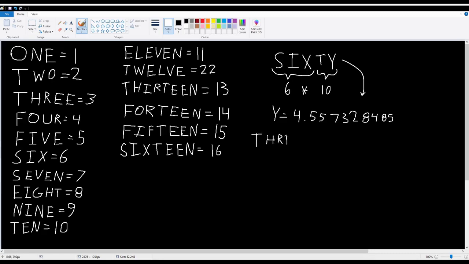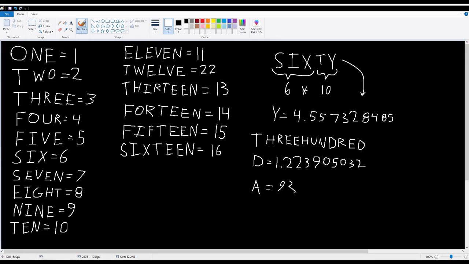4.557328485. We can do this with hundreds too because d is free. So you can spell 300 without spaces, and so long as the word "hundred" equals 100, then all the hundreds will work. So d is equal to 1.223905032. 1000 has a free a, so a equals 93.85703183.